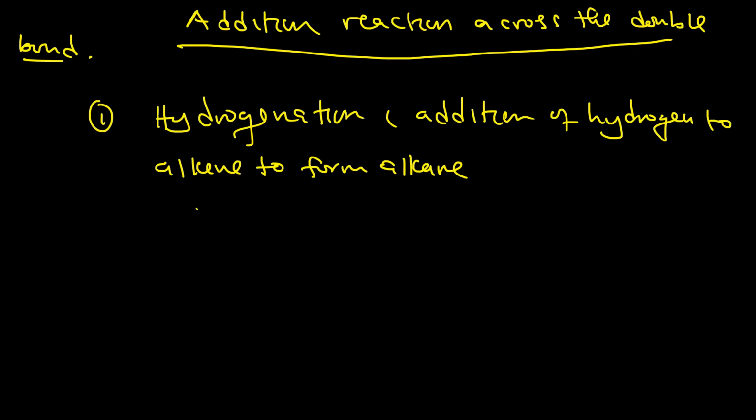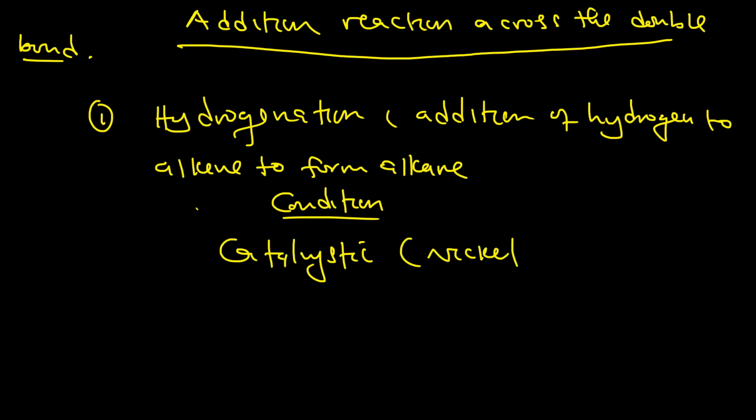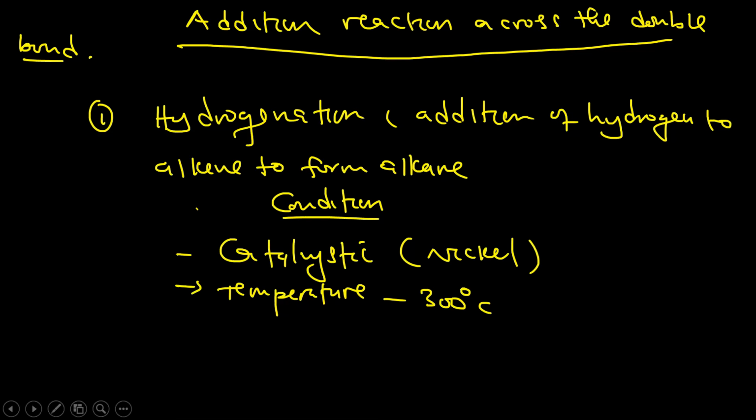Now, looking at the condition for hydrogenation, it occurs in the presence of a catalyst. So it is very important to understand the condition. And what is the catalyst in this case? Nickel acts as the catalyst. Aside from nickel, the other condition is the temperature, of around 300 degrees Celsius. So, addition reaction across the double bond under alkenes: one of them is hydrogenation, where there is an addition of hydrogen to alkene to form alkanes. The conditions for this are the catalyst, nickel, and a temperature of 300 degrees Celsius.